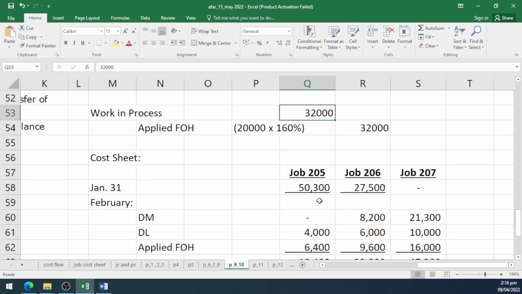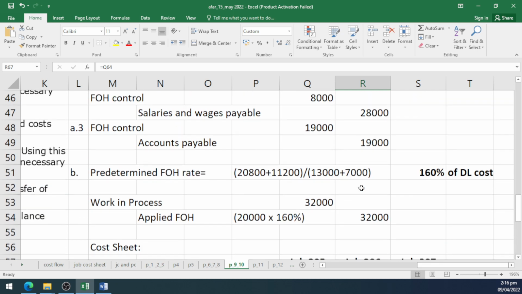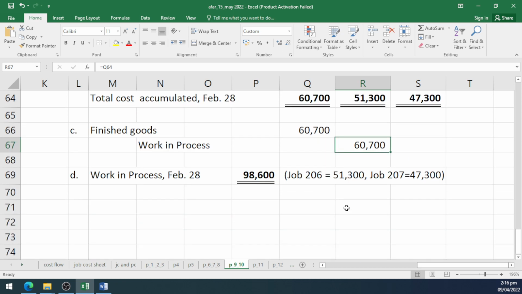32,000 debit, credit, 60,700, tapos may beginning na itong 50,300 and 27,500. So, ang magiging ending nyo dyan, 98,600, which is the cost of 206 and 207, of course. So, you can see that the work in process will be analyzed into jobs. I mean, which jobs? 206, 207.